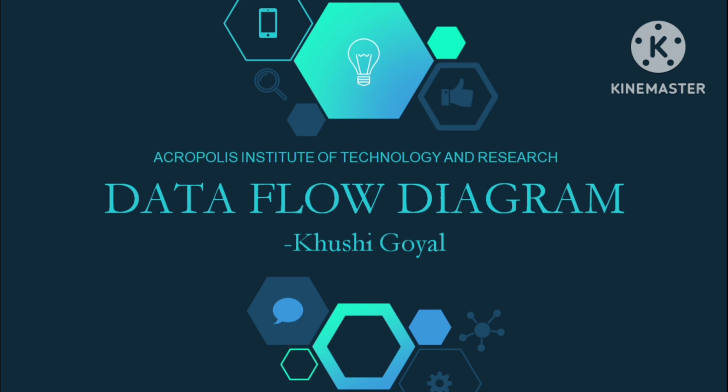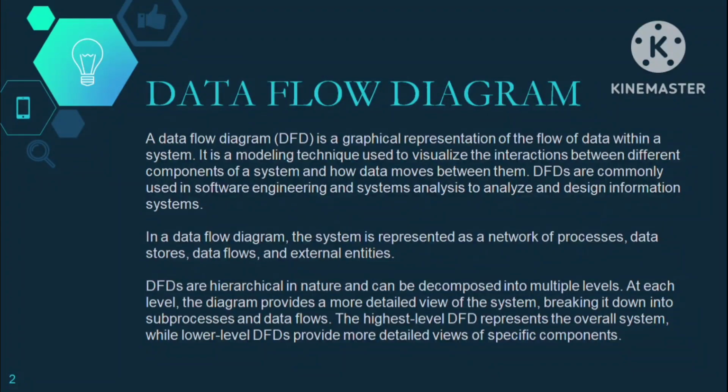So firstly, let's talk about what a data flow diagram actually is. A data flow diagram is a graphical representation of data flow in any system. It is capable of illustrating incoming data flow, outgoing data flow, and stored data. Now, a data flow diagram basically describes how data flows through the system.